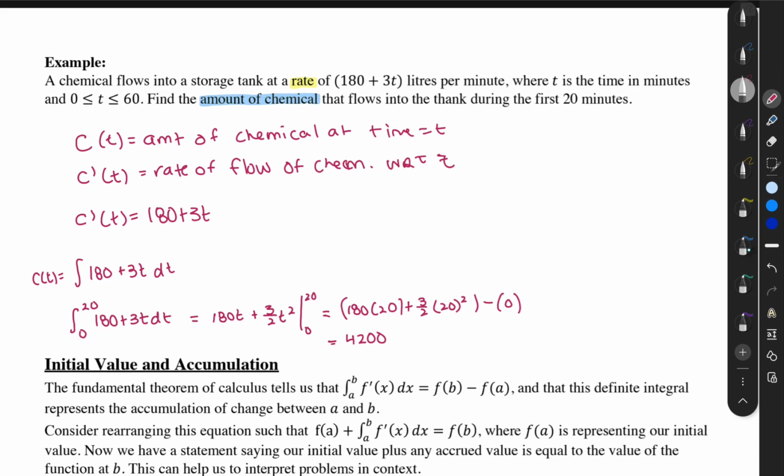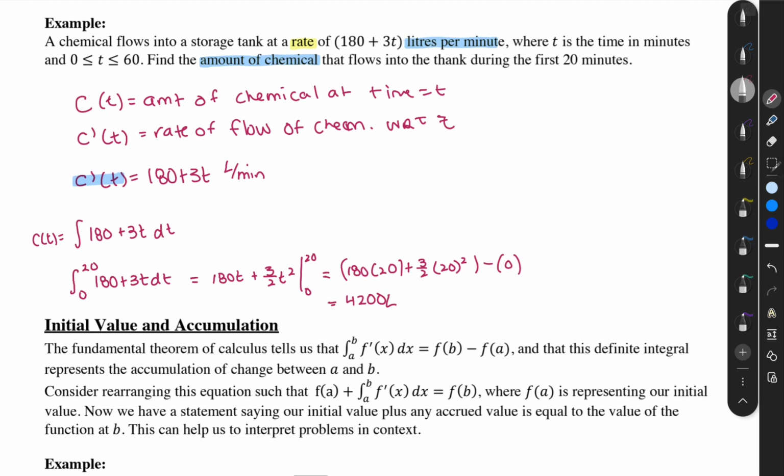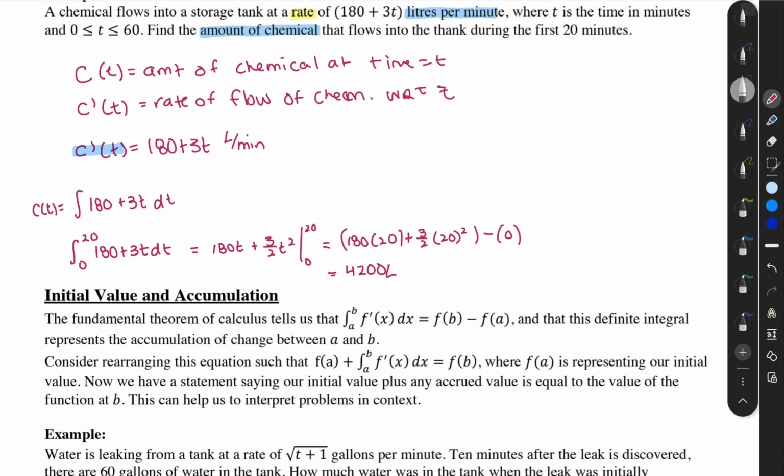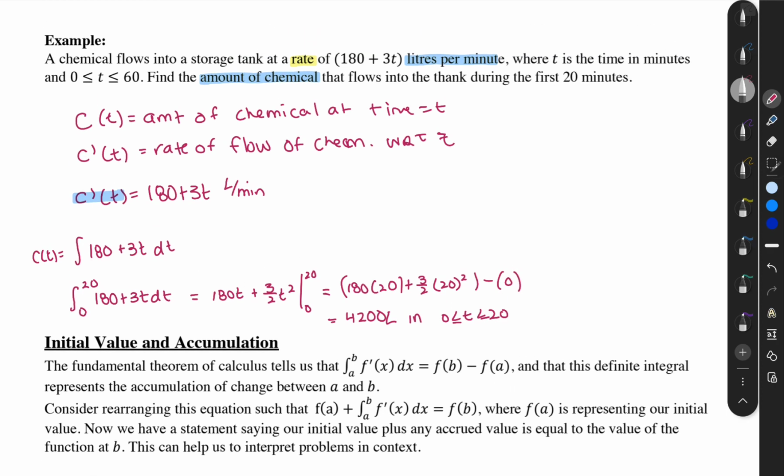And I'm going to check my units. If C prime of t was in liters per minute, when I anti-differentiate, I'm getting rid of the fact that it was with respect to time. And so it turns it back just into a liter measurement. So within the first 20 minutes, 4,200 liters flowed into the tank.